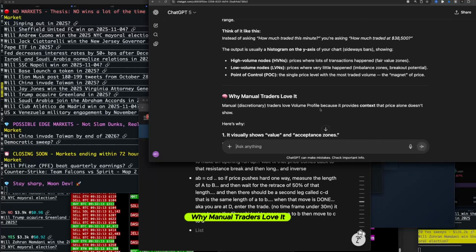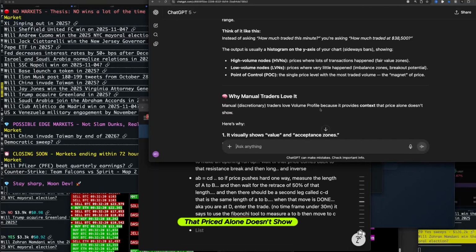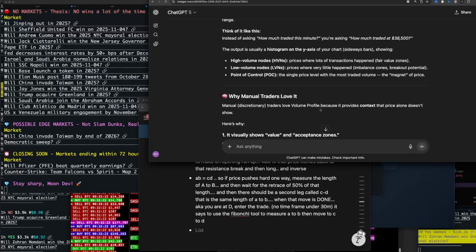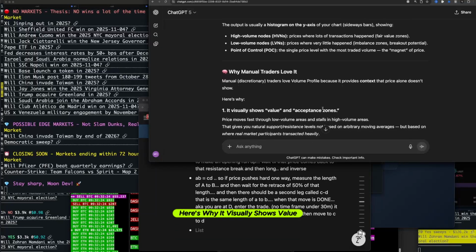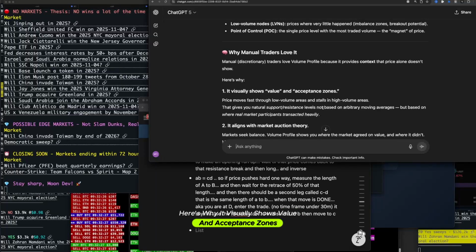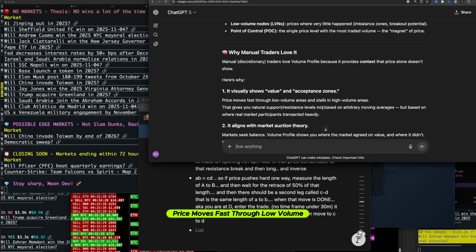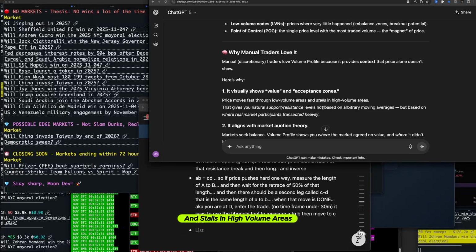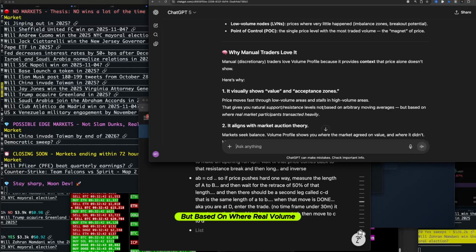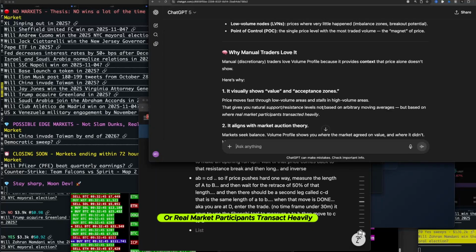Why manual traders love it. Manual or discretionary traders love volume profile because it provides context that price alone doesn't show. Here's why. It visually shows value and acceptance zones. Price moves fast through low volume areas and stalls in high volume areas. That gives you natural support/resistance levels, not based on arbitrary moving averages, but based on where real volume or real market participants transact heavily.